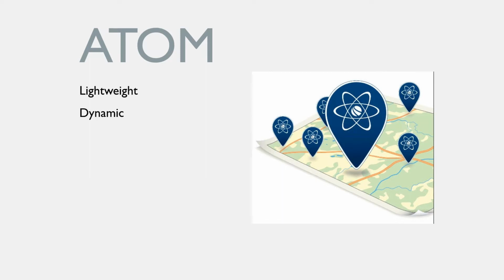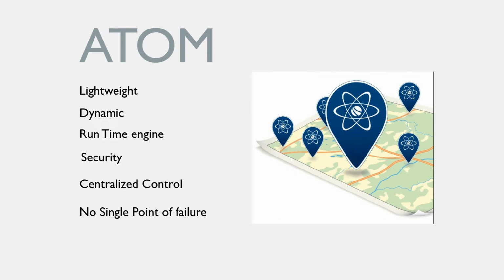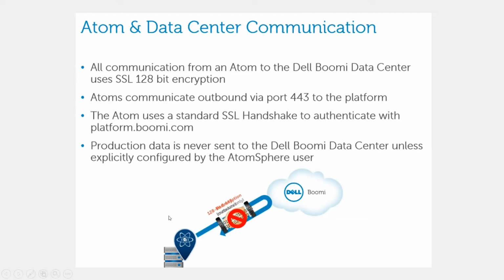If you see here, an Atom is lightweight because it is a small executable file that gets downloaded onto your system. It's dynamic because once it is up and running, you can access it from anywhere. So an Atom is a lightweight dynamic runtime engine. It is secured, centrally controlled, and there is no single point of failure. Right? Now, as Srikant asked, how does the communication happen here?